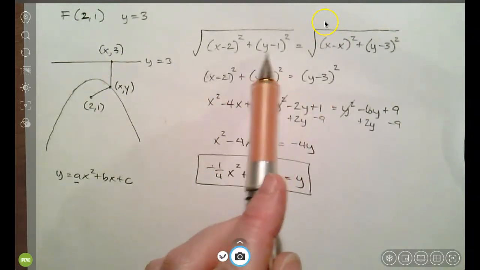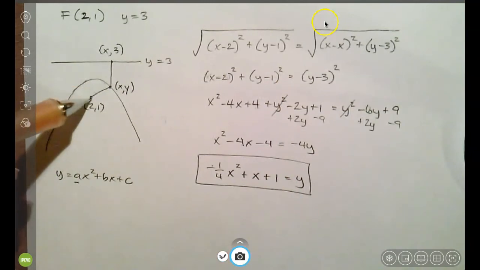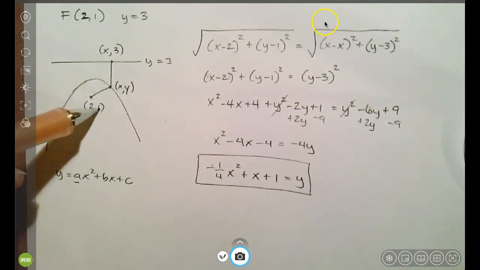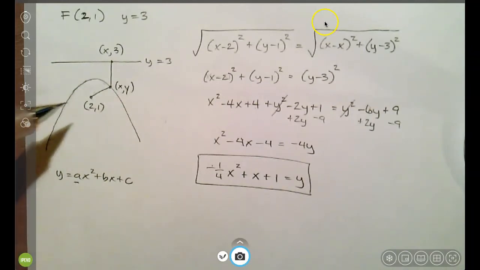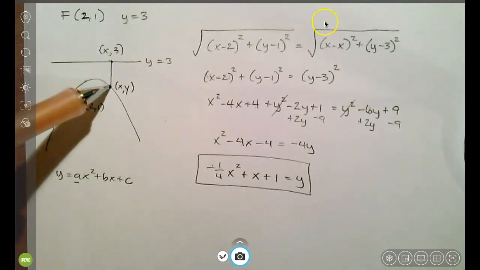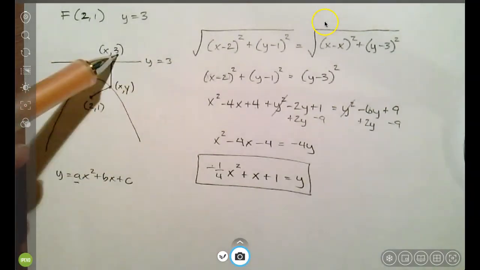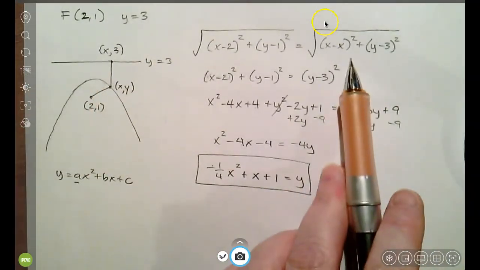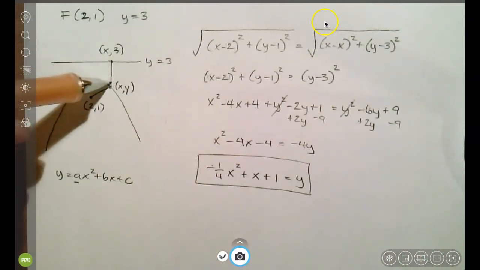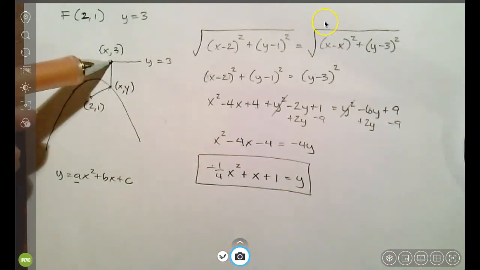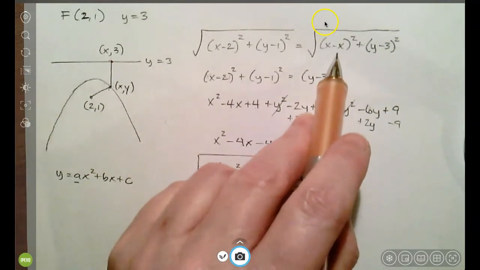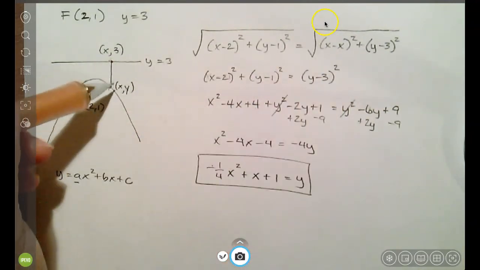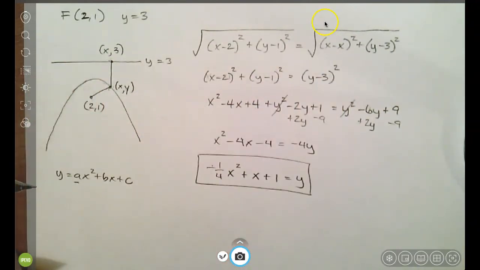So I found the distance between here and here. So it's (x minus 2) squared plus (y minus 1) squared, and that would equal the distance squared. So again, I would take the square root. This point is going to have the same x coordinate and then the y coordinate of 3. So if I plug it all in here, the change in x is 0 squared. So it's really going to be x minus x, which is going to become 0. And then (y minus 3) squared.